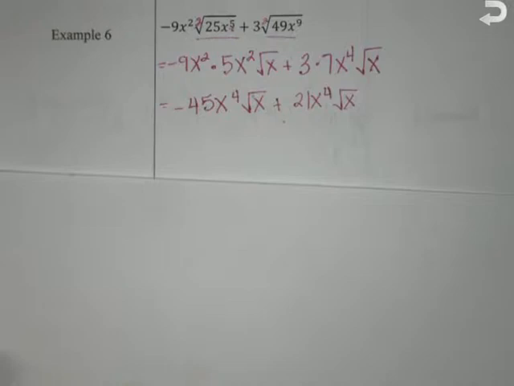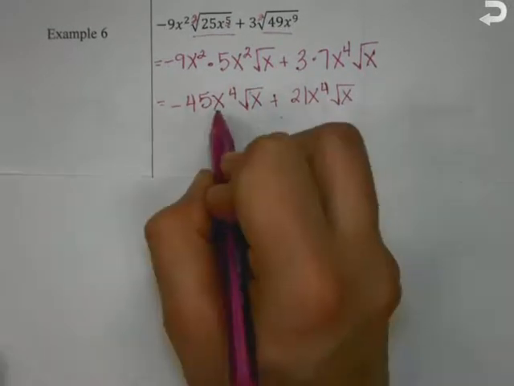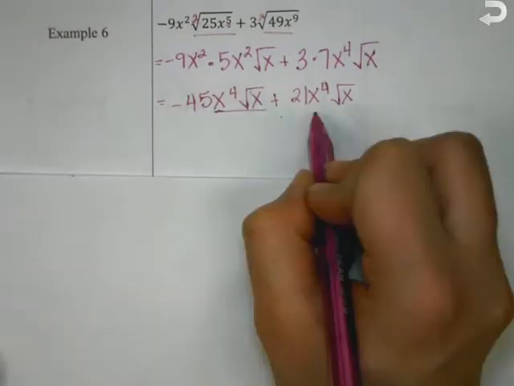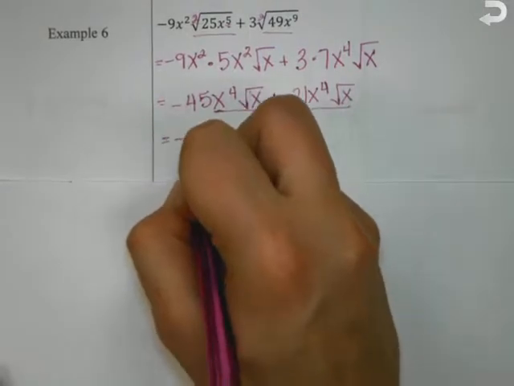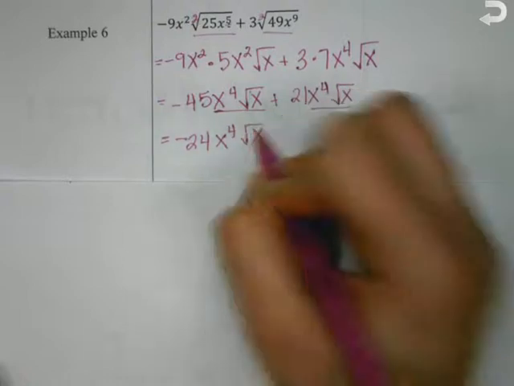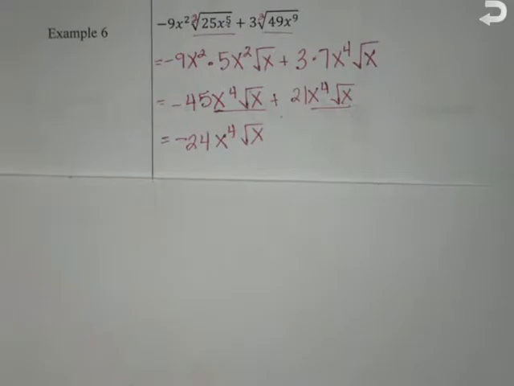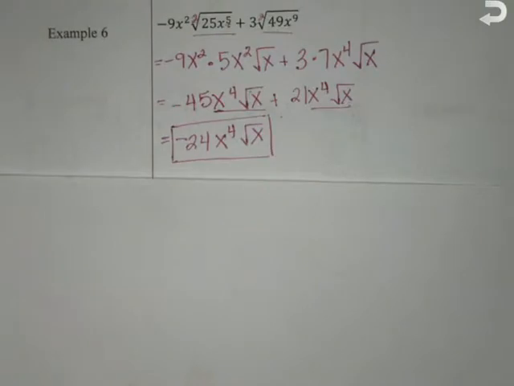So that's going to give me negative 24. And then x to the 4th root x stays exactly the same because all we're doing is combining like terms. We're not doing anything else. So we just combine them and it stays the same. So that's our answer. Not too bad?